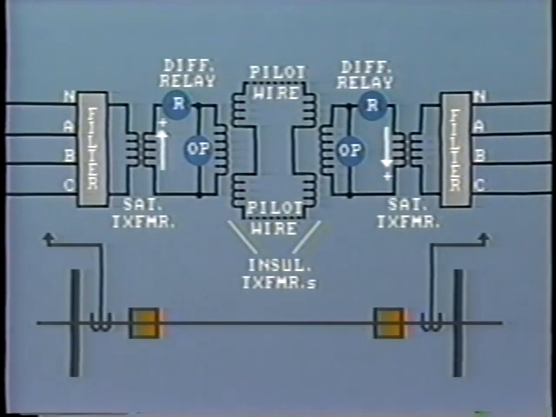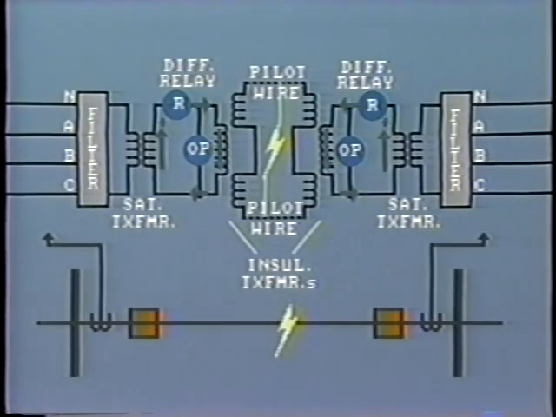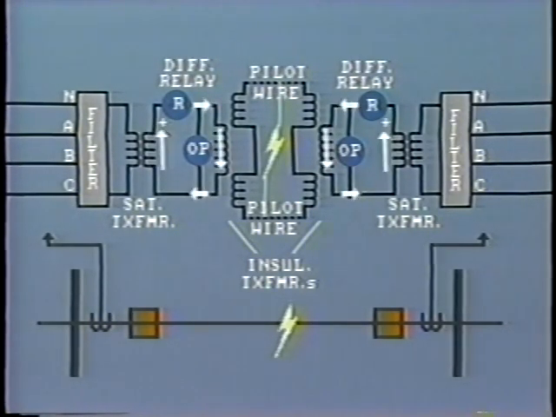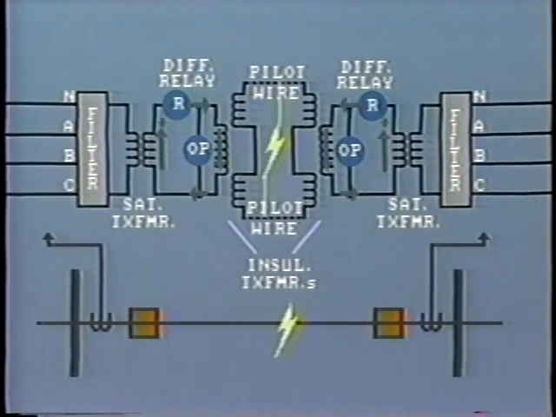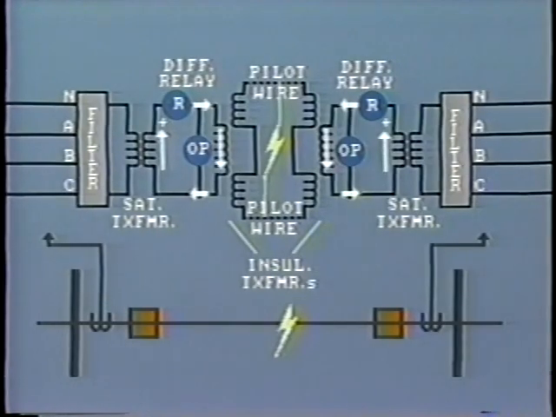Perhaps a bigger problem is the case of a short circuit between the two pilot wires. This would effectively short out the operating coils of each relay. In the case of a transmission line fault, internal or external, all of the secondary current would flow through the restraint coils and so make the relays ineffective. The fault would not be cleared.